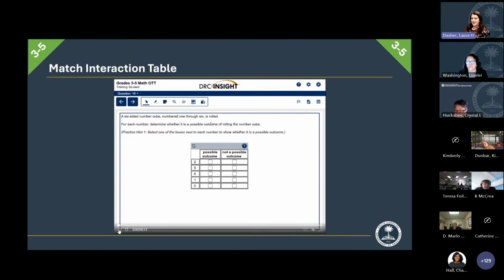The next item type is the match interaction table. Students are presented with a matrix or table consisting of mathematical or English statements across columns and rows. Students demonstrate their knowledge by selecting one or more correct answers per row to associate correct statements in the matrix or table. And that is question 16 on the OTT for grades 3 through 5.